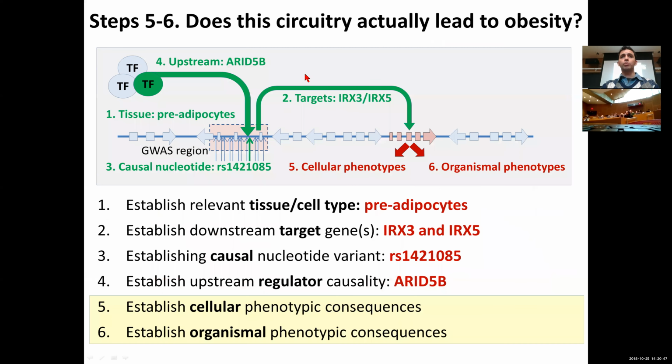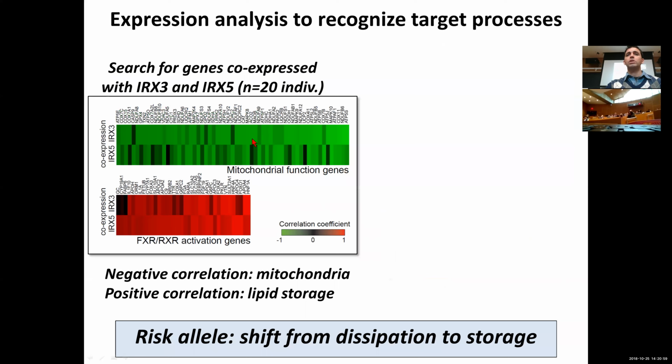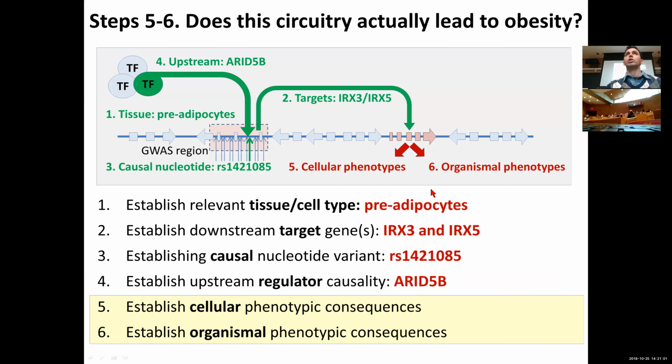So we basically have the complete circuitry. We have the upstream regulator, we have the causal variant, we have the tissue, and we have the target genes, right? But I still haven't told you anything about obesity and how this could be acting. So let's look at what these genes are actually doing.